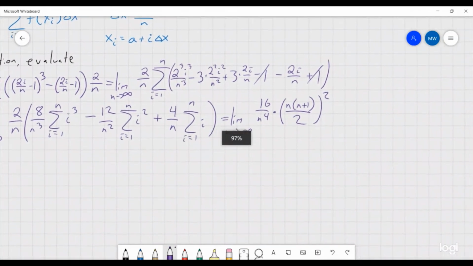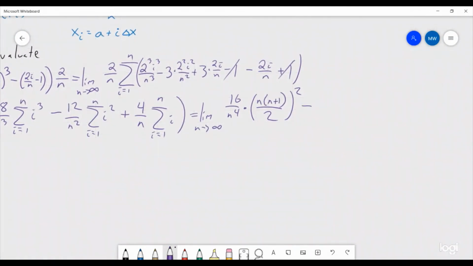Let's see, we need a little bit more space. Then we have minus 24 over n cubed, n plus 1, 2n plus 1 over 6. And then we have a plus 4 over n, that was multiplied by 2 over n, so that's 8 over n squared, times n plus 1 over 2. And now we just need to evaluate this as n goes to infinity.